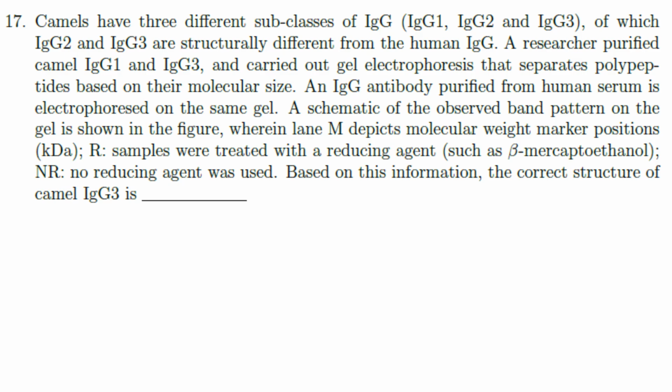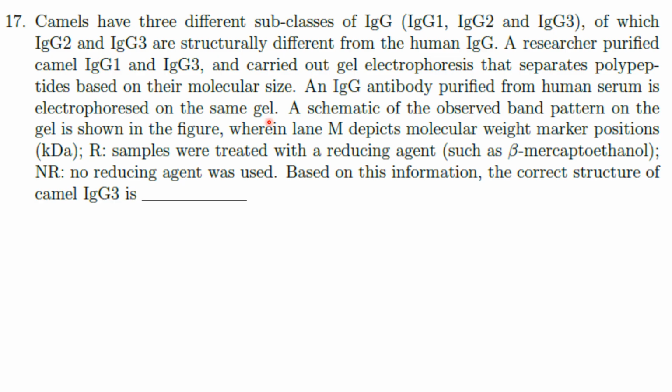Then camels have 3 different subclasses of Ig, IgG1, G2, G3, of which G2 and G3 are structurally different from the human IgG, but G1 is similar. A researcher purified camel IgG1 and G3 and carried out gel electrophoresis that separates polypeptides based on their molecular size. An IgG antibody purified from human serum is electrophoresed on the same gel. A schematic of the observed band pattern on the gel is shown in the figure, wherein lane M depicts the molecular weight marker positions in kilodaltons.